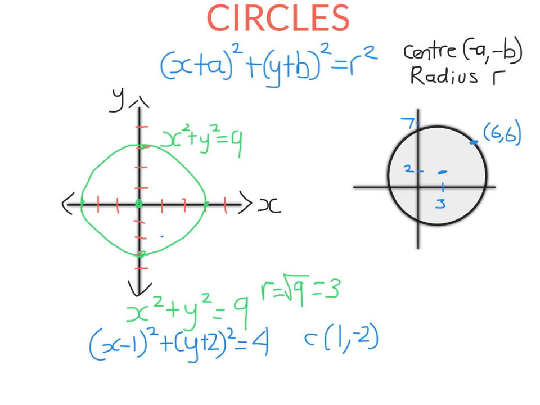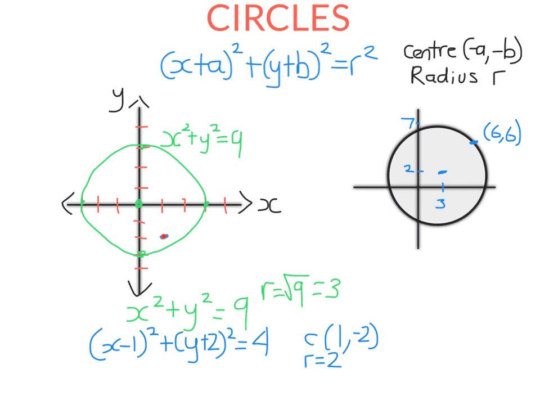So its center is going to be down here. Now, because r squared is 4, that number's 4, the radius is just the square root of 4, which is 2. So this is the graph of a circle with center (1, -2) and radius 2.